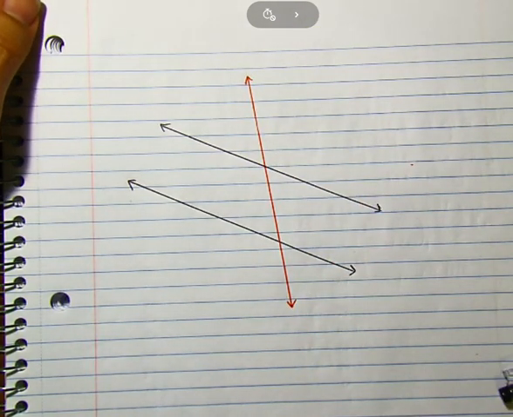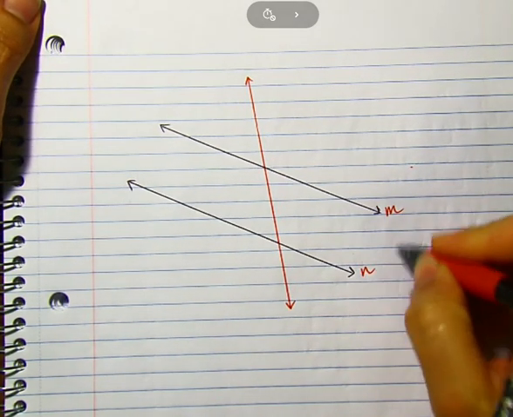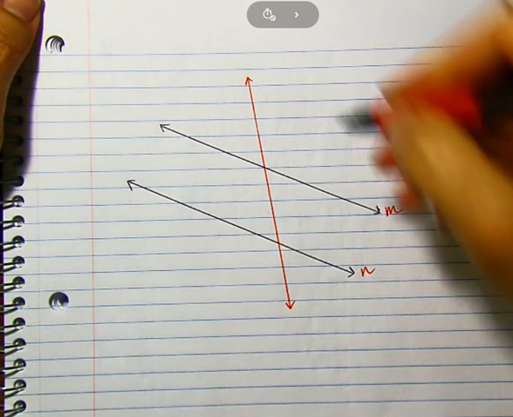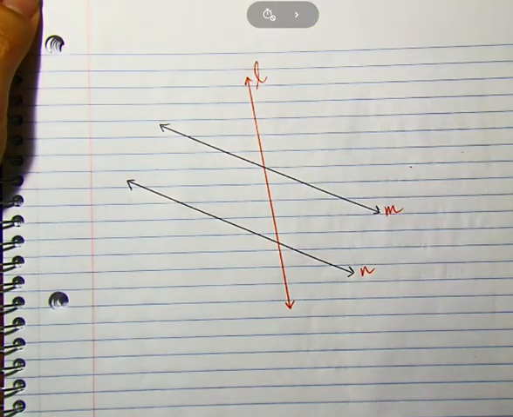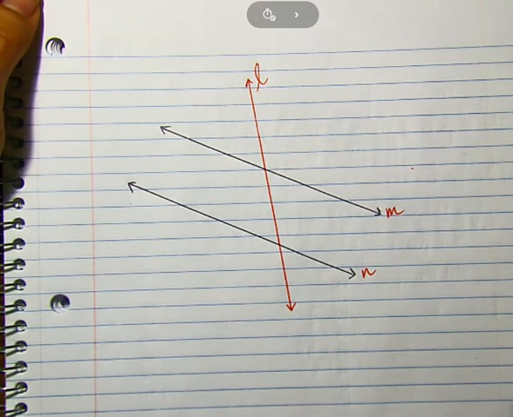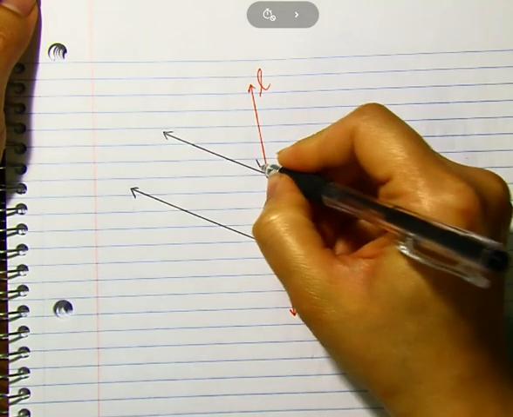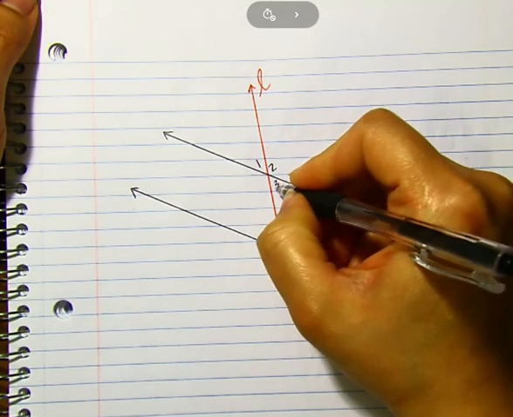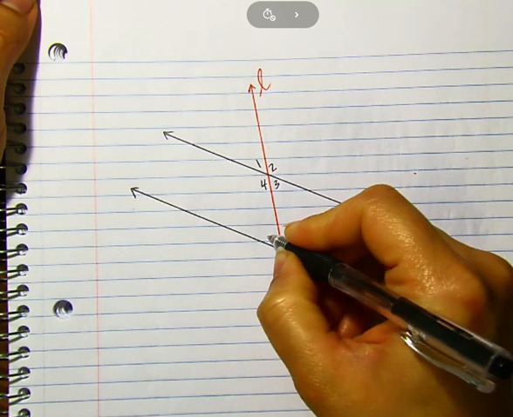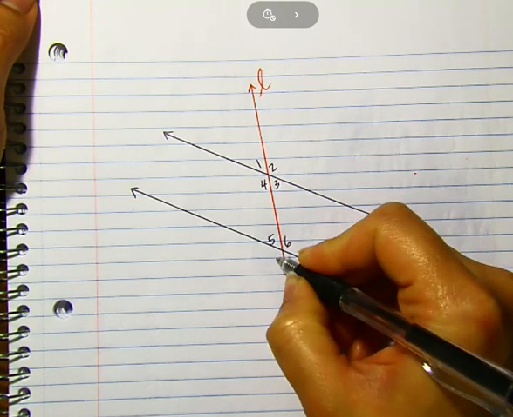So what I'm going to do is go ahead and call these lines M and N, line M and line N, and then I'm going to call this transversal line L. Now, we're going to look at the different angle relationships. So I'm going to go ahead and give these angle names, okay? And we're going to say angle 1, 2, 3, 4, 5, 6, 7, 8.